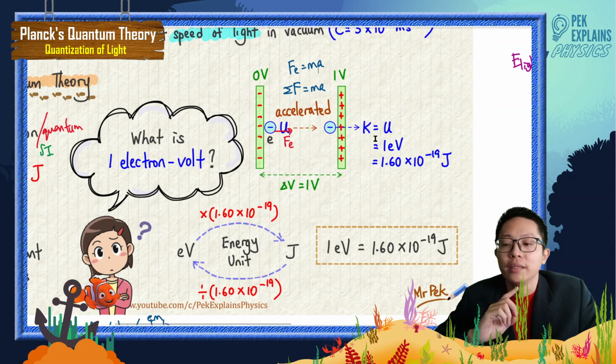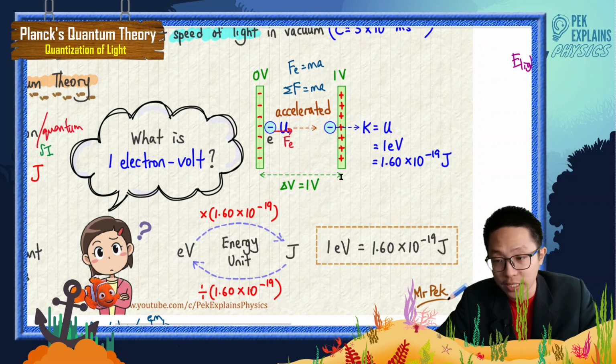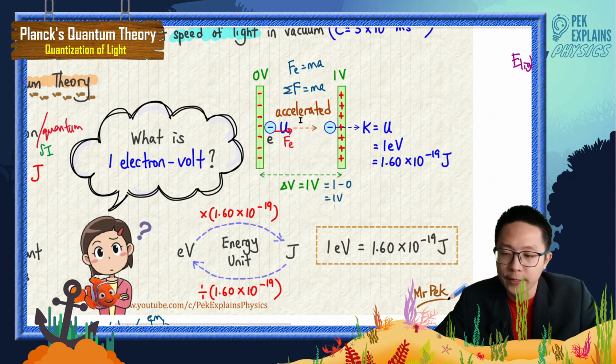The kinetic energy gained by this electron after being accelerated by a 1 volt potential difference, where 1 volt means 1 minus 0, high potential minus low potential, is 1 electron volt. 1 electron volt is 1.6 exponent negative 19 joule.